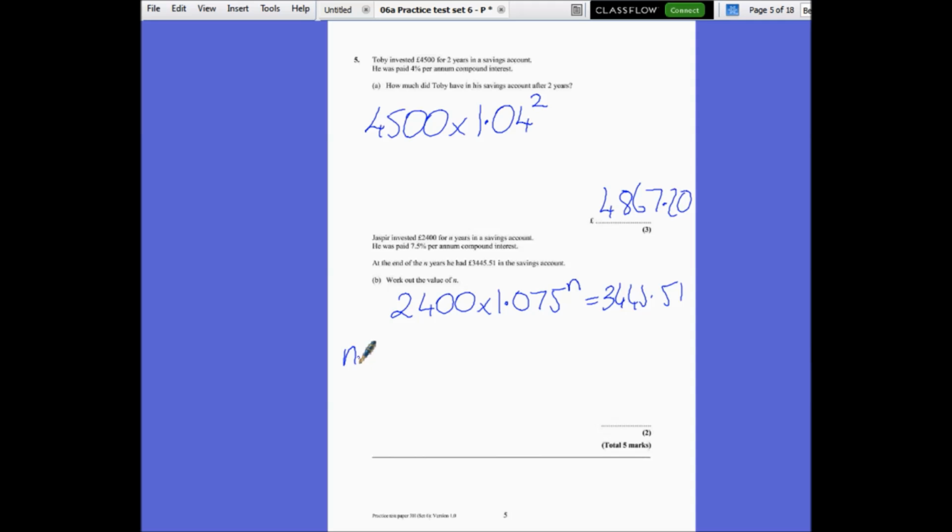If I put n equals 1 into this, that would give us 2,580. That's obviously quite a long way off, so I'm going to jump up a little bit, to n equals 3. If I put n equals 3 into that, I get £2,981.51. Again, it's still quite a way off, so I'm going to jump again. I'm going to put n equals 5 into that, and I get 3,445.51. So the answer is after 5 years.